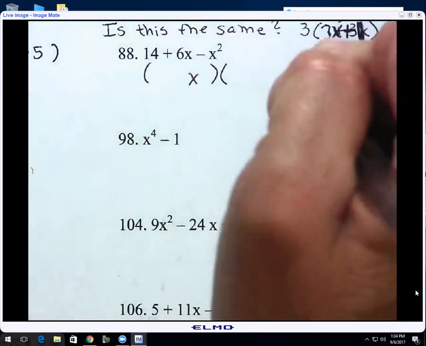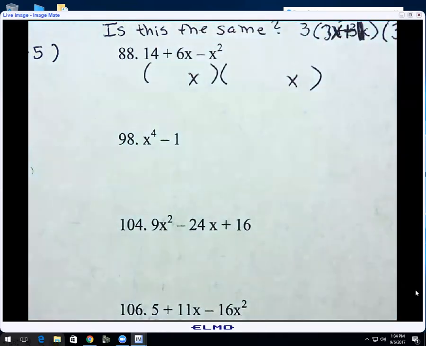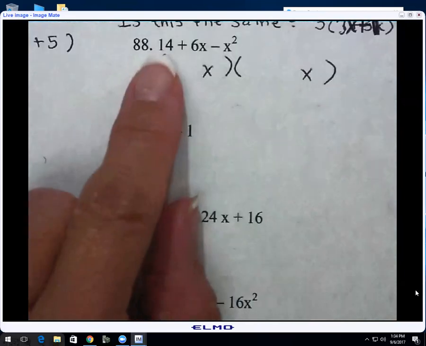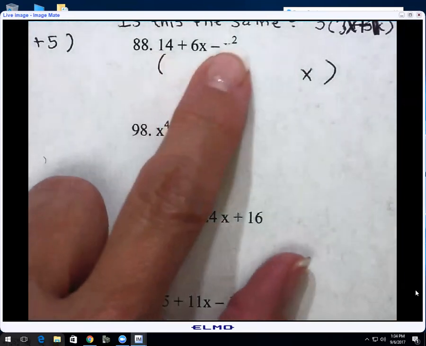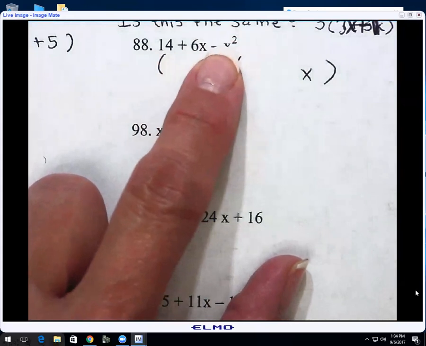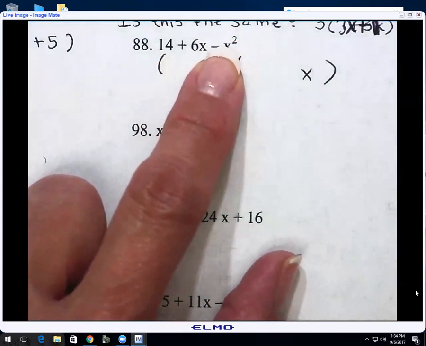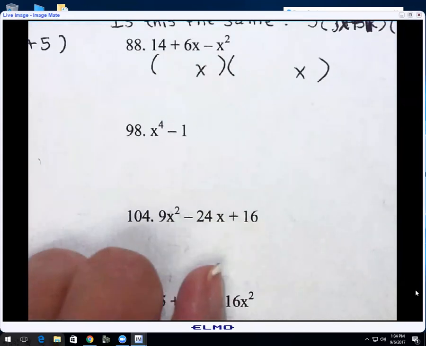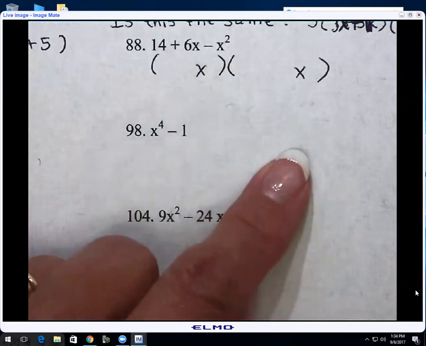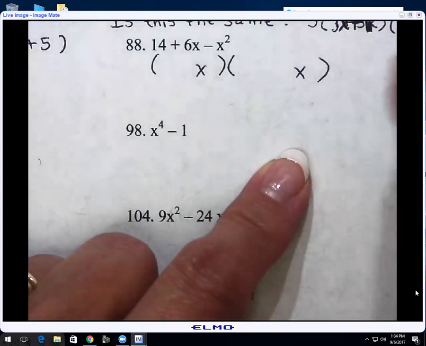I'm just going to put the x as the last term in each binomial instead of the first term of each binomial. And then I kind of have to read the thing backwards to say my sentence here. But I need factors of 14 that, go by the last sign, have a difference of 6. So I'd whisper that to you. 7 and 1.